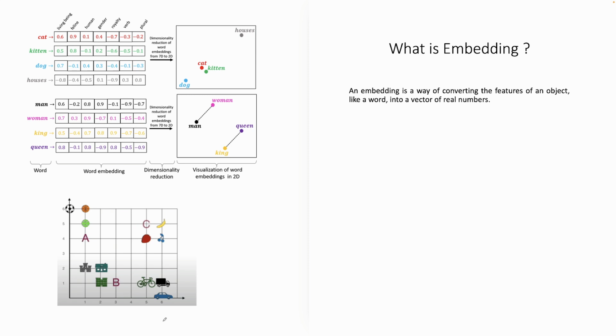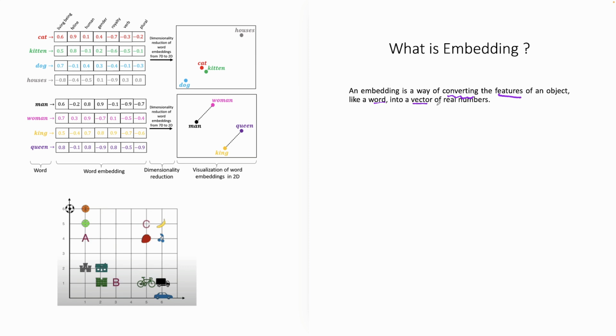So embedding is a way of converting the features of an object, like a word, into a vector of real numbers. Now, this is quite a theoretical definition, if you see. What you're doing, the main thing, is converting the features of an object like a word into a vector. A vector you can think of is nothing but numbers. We will go and understand vectors in more detail, but for now just understand it is nothing but some numbers.